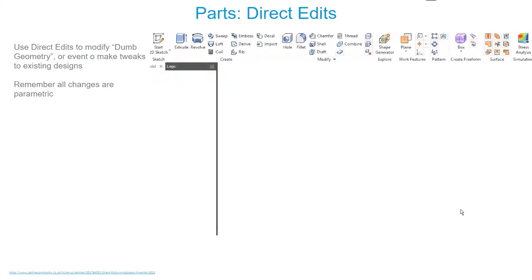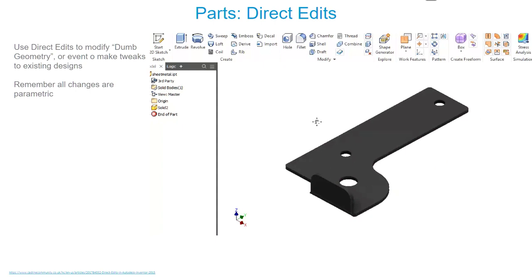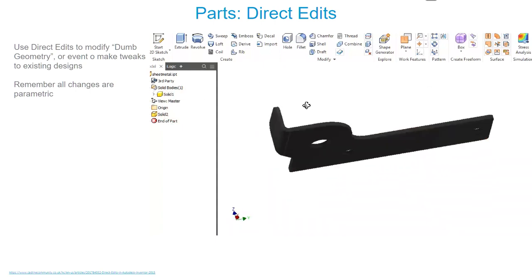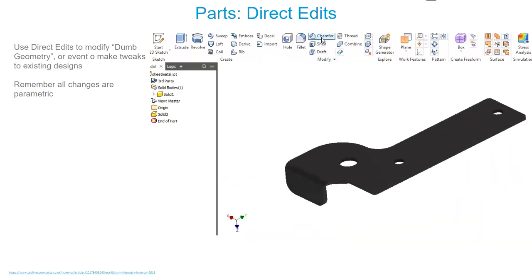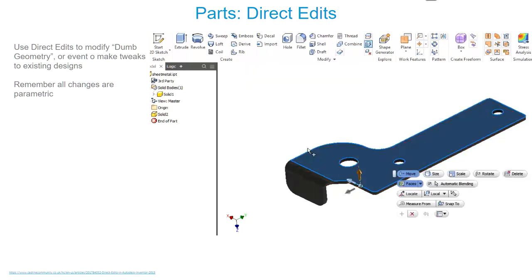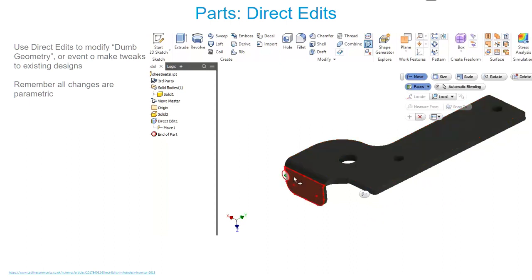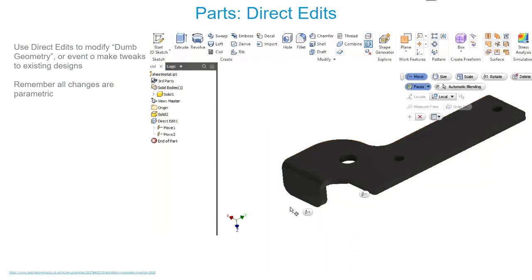Right, direct editing parts. Again, this is something that's really useful if you get some sort of dumb components. So maybe you've opened a step file, you need to make modifications to it. You can go onto your tab to your direct edits. Okay, and in this instance, I'm going to make this component thicker. So I'm going to choose those two faces, and I'm going to add 2 millimeters to it. And then I'm going to grab the next two faces, and I'm going to add 2 millimeters to those.